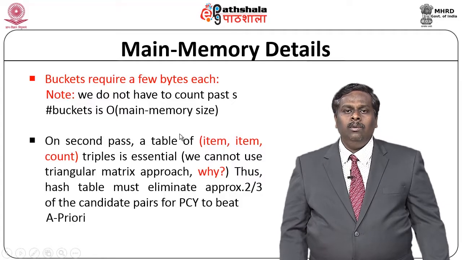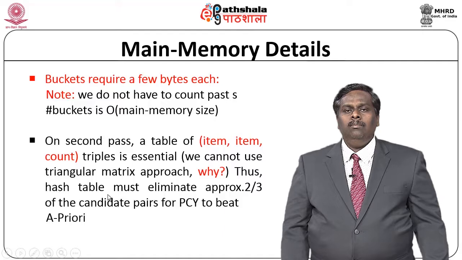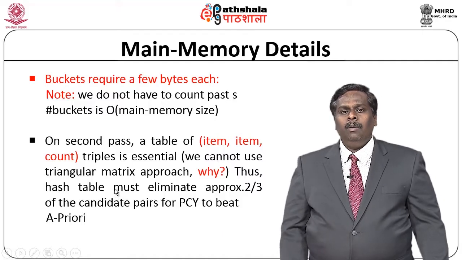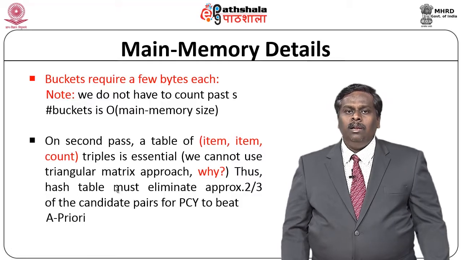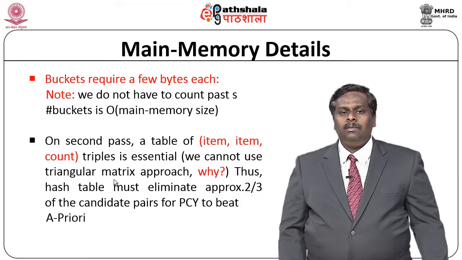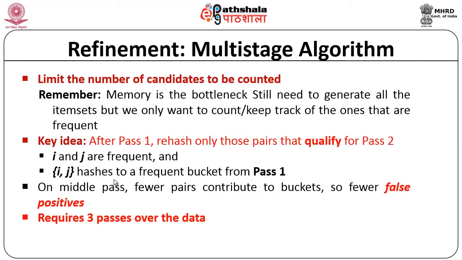Therefore, in this scenario we cannot make use of the triangular matrix approach, because when you make use of a hash table, as already mentioned, only 1/32nd of the memory is going to be used. So, we are approximately going to eliminate 2/3 of the candidate pairs, and therefore this modified approach will be very effective when compared with the naive a priori approach. What are the further refinements that may be done using this multistage approach?